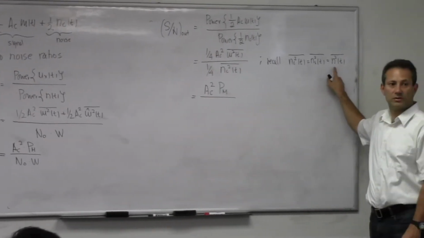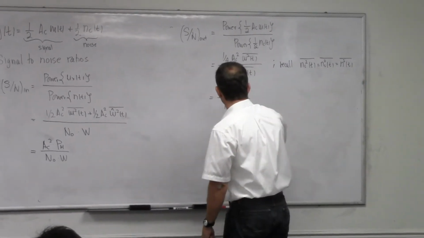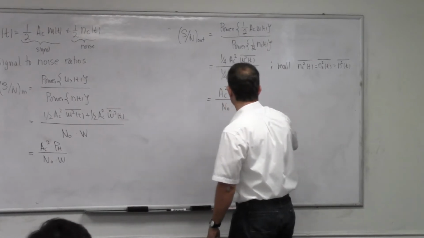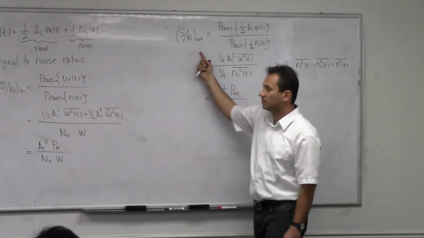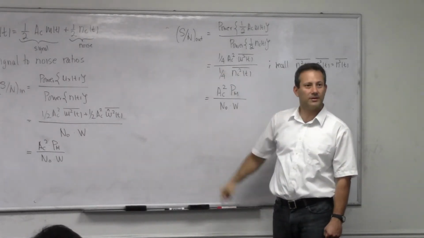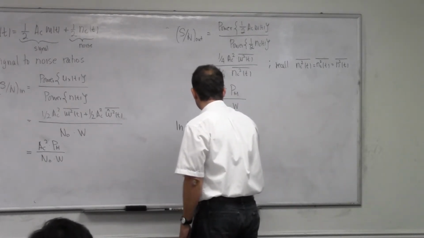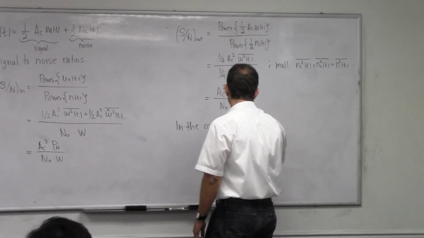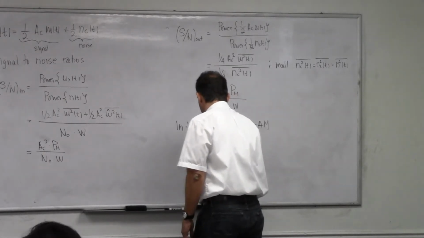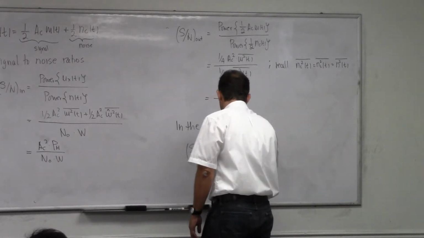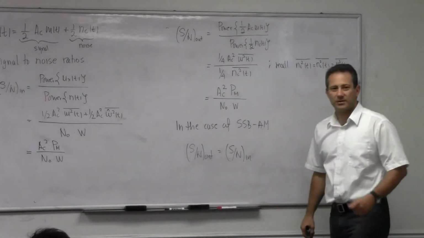How much is the power of the noise? N0 times W, right? So here it's N0 times W. All right. So I have the signal to noise ratio at the input, the signal to noise ratio at the output. What can you tell me about these two? The same. They're the same. So in the case of a single sideband AM, I have that the signal to noise ratio at the output is the same as the signal to noise ratio at the input. That's a very nice result, right?